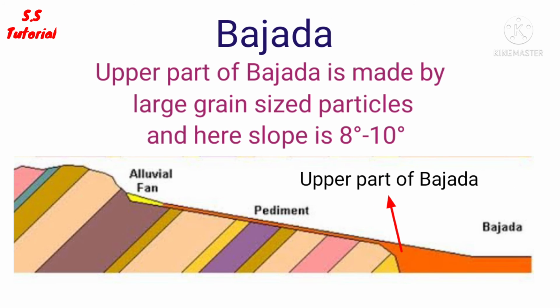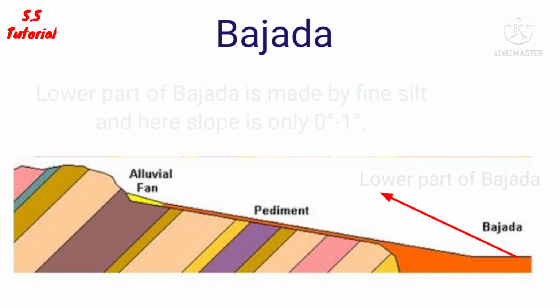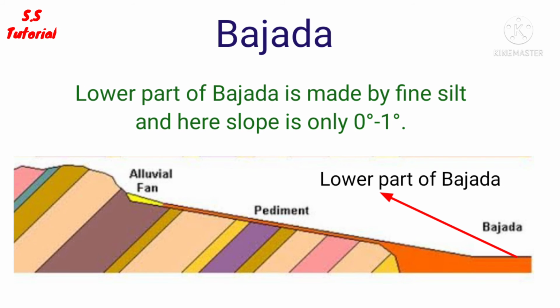The upper part of Bajada, or the part which is near to the pediment, is made by large grain size particles like sand, pebble, etc. And here the slope is about 8 degrees to 10 degrees. And the lower part of the Bajada is made by fine grain size particles like silt, and here the slope is very low, which is only about 0 degrees to 1 degree.